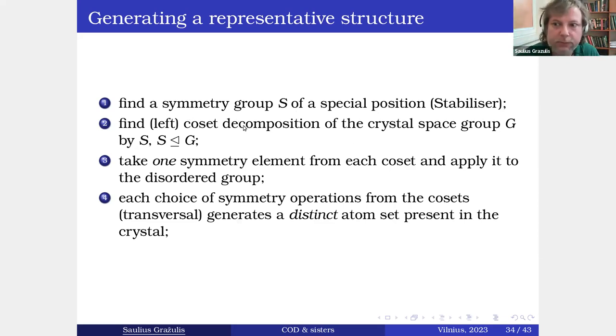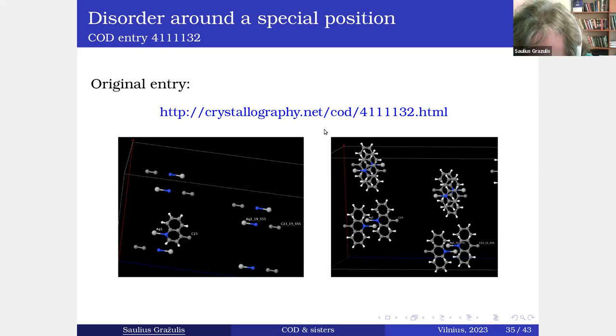And now we take this whole space group, and again, we decompose it into cosets by the stabilizer group. Then we take one symmetry element from each coset and apply it to the disordered group atoms. And this gives us one instance of this disordered atom set. For molecules it wouldn't matter which operator from the coset we take, but here we would get a different structure, but that structure would also represent a different state of the disordered crystal. Okay, so I think I'm already 1 minute over an hour.